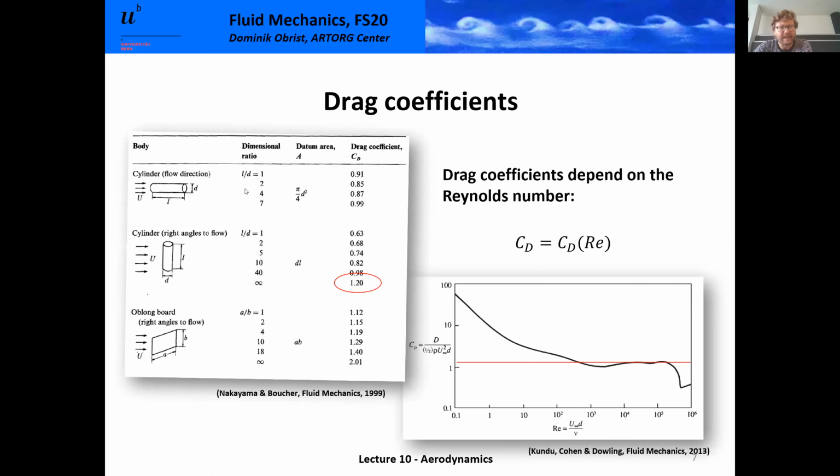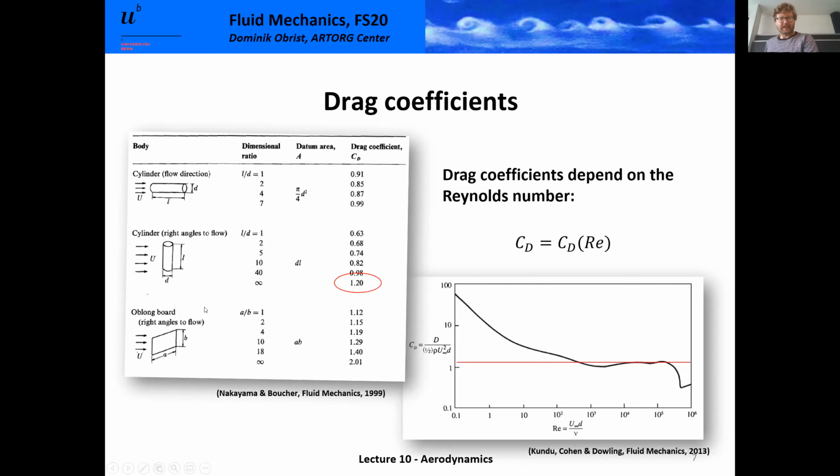So in this table here, I have highlighted one drag coefficient, the drag coefficient for the L/D ratio, the aspect ratio of the cylinder, going to infinity. So what does that mean? Essentially, this is an infinitely long cylinder with a perpendicular flow coming onto it. So it's like a 2D situation, a two-dimensional, infinitely long cylinder. And that has a drag coefficient of 1.2. This is what you find in such books.